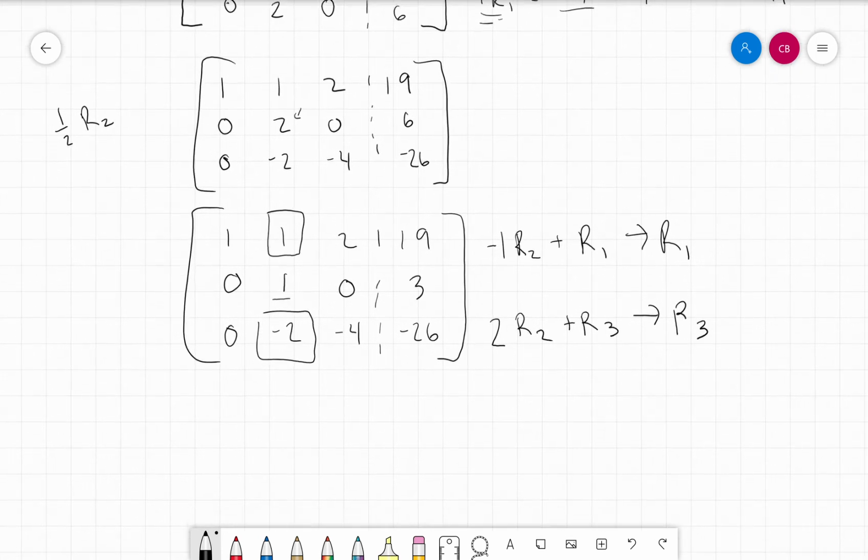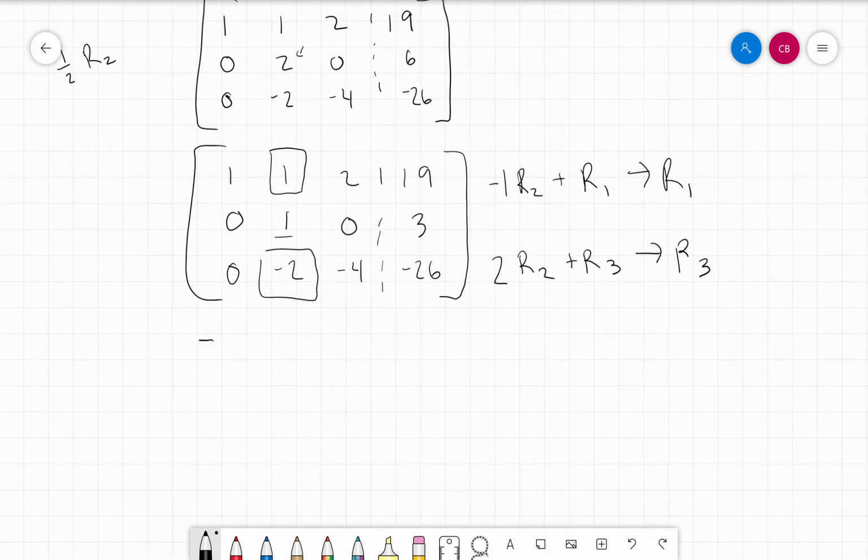Okay, so here we go. I'm going to leave row 2 alone, 0, 1, 0, 3. And then I am going to, sorry, my dog's barking. I hope you can't hear her.